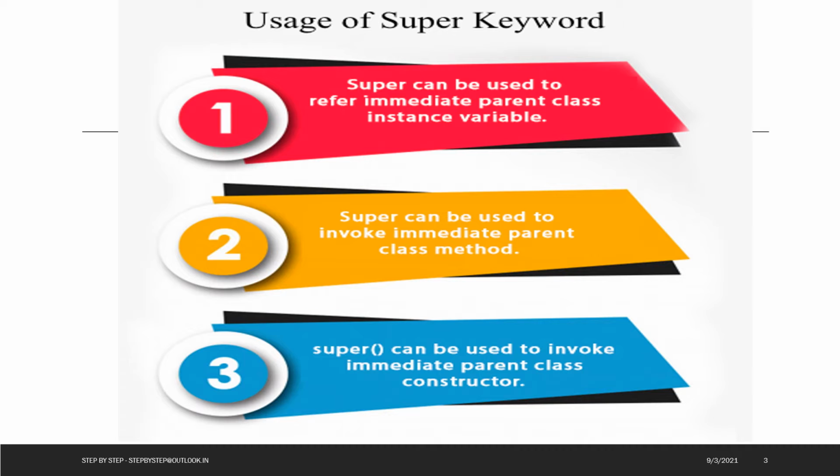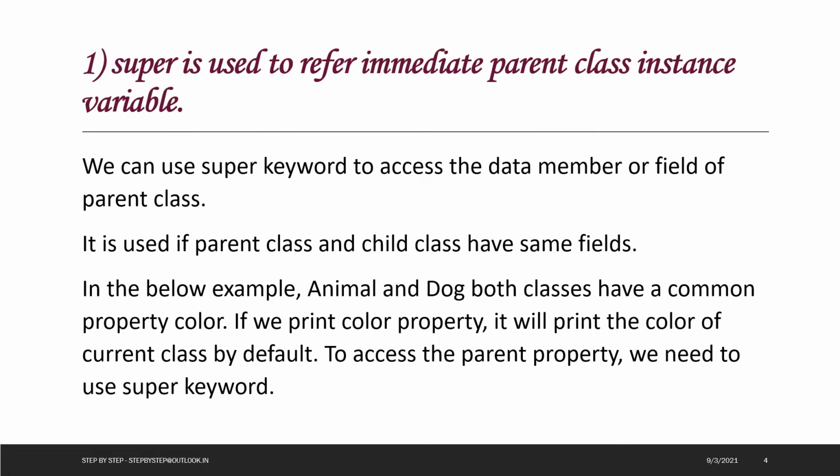So what are the uses of the super keyword? There are three basic uses of the super keyword. One, super can be used to refer to the immediate parent class instance variable. Second, super can be used to invoke the immediate parent class method. And the third one, super can be used to invoke the immediate parent class constructor. So these are the three uses of the super keyword we are going to discuss ahead.